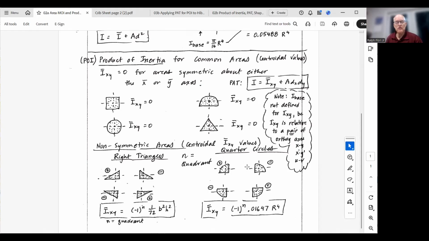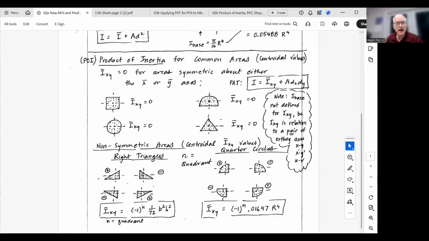And so for a quarter circle, the I bar, the centroidal Ixy, is equal to 0.01647 r to the fourth. At this orientation, it's negative. At this orientation, it's positive. At this orientation, it's negative. At this orientation, it's positive. So you have to pay attention to the orientation in your problem. Not quadrant, but orientation.